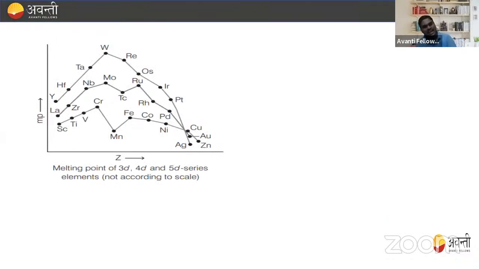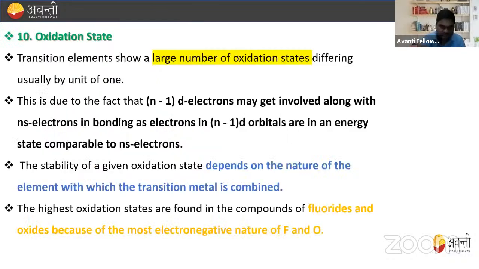So from Mn, that is Fe, Co, and nickel, these all show a very low melting point. Similarly, in the second series, lanthanum, zirconium, Nb, and Mo, the values start decreasing. Again, there is a huge increase in the case of tungsten. So this is the melting point order, so that you can remember it from this graph as well.